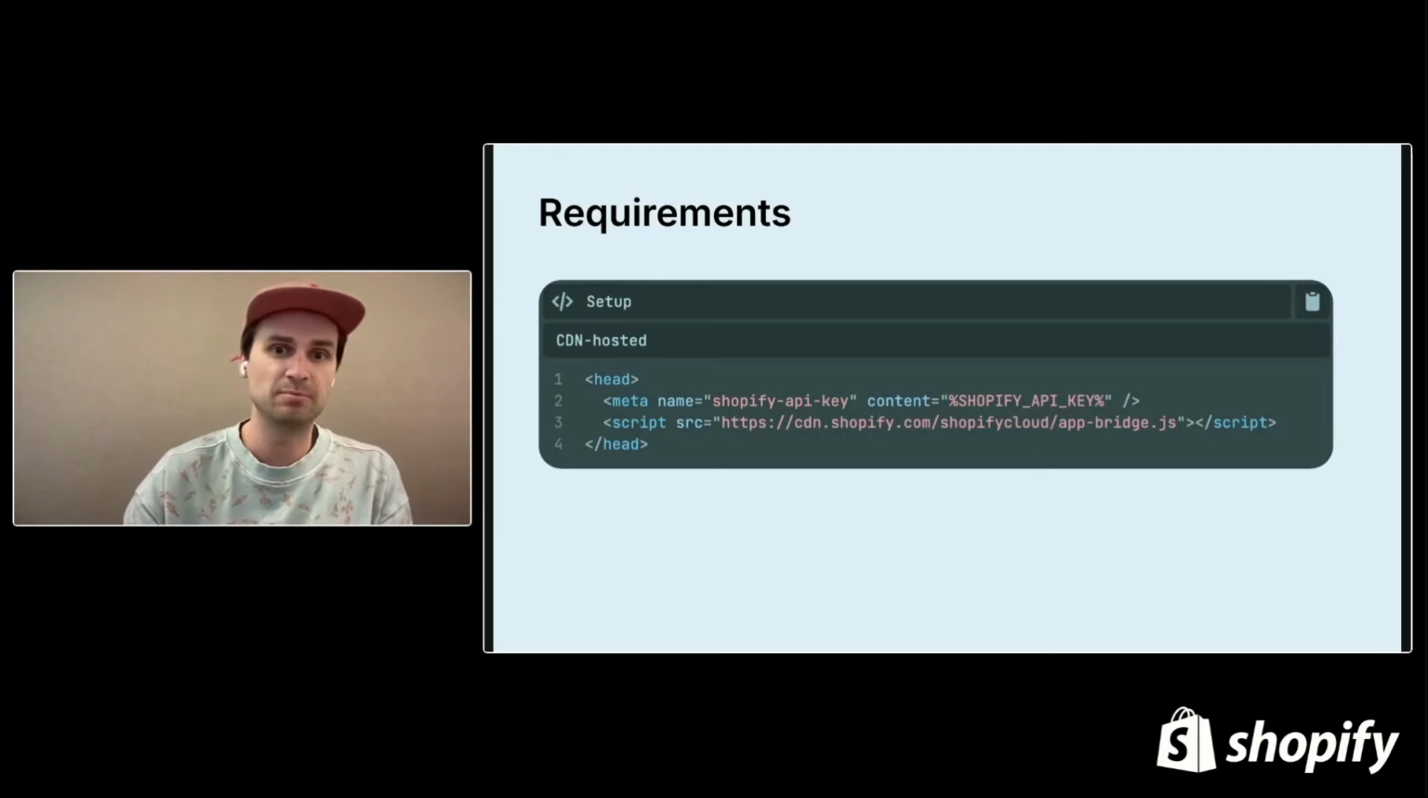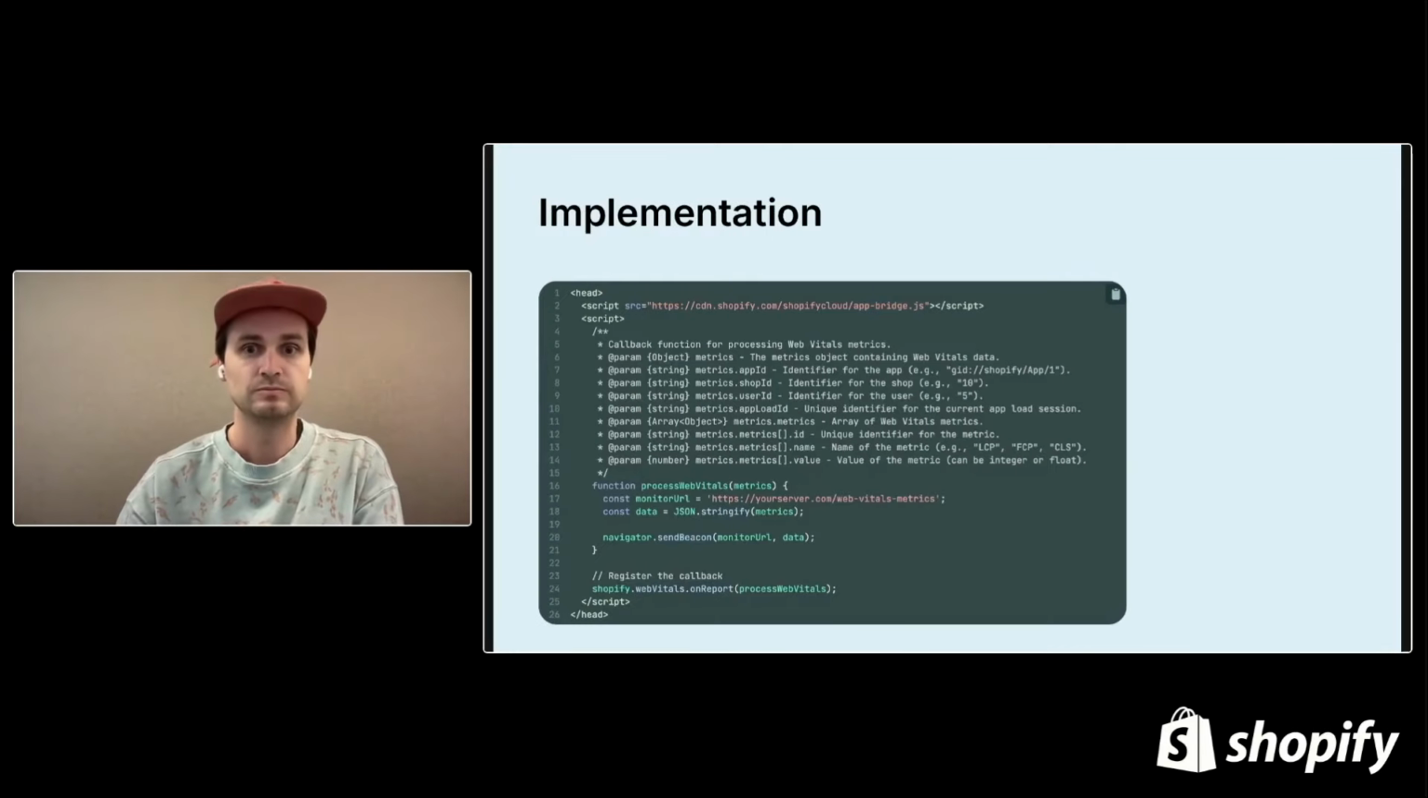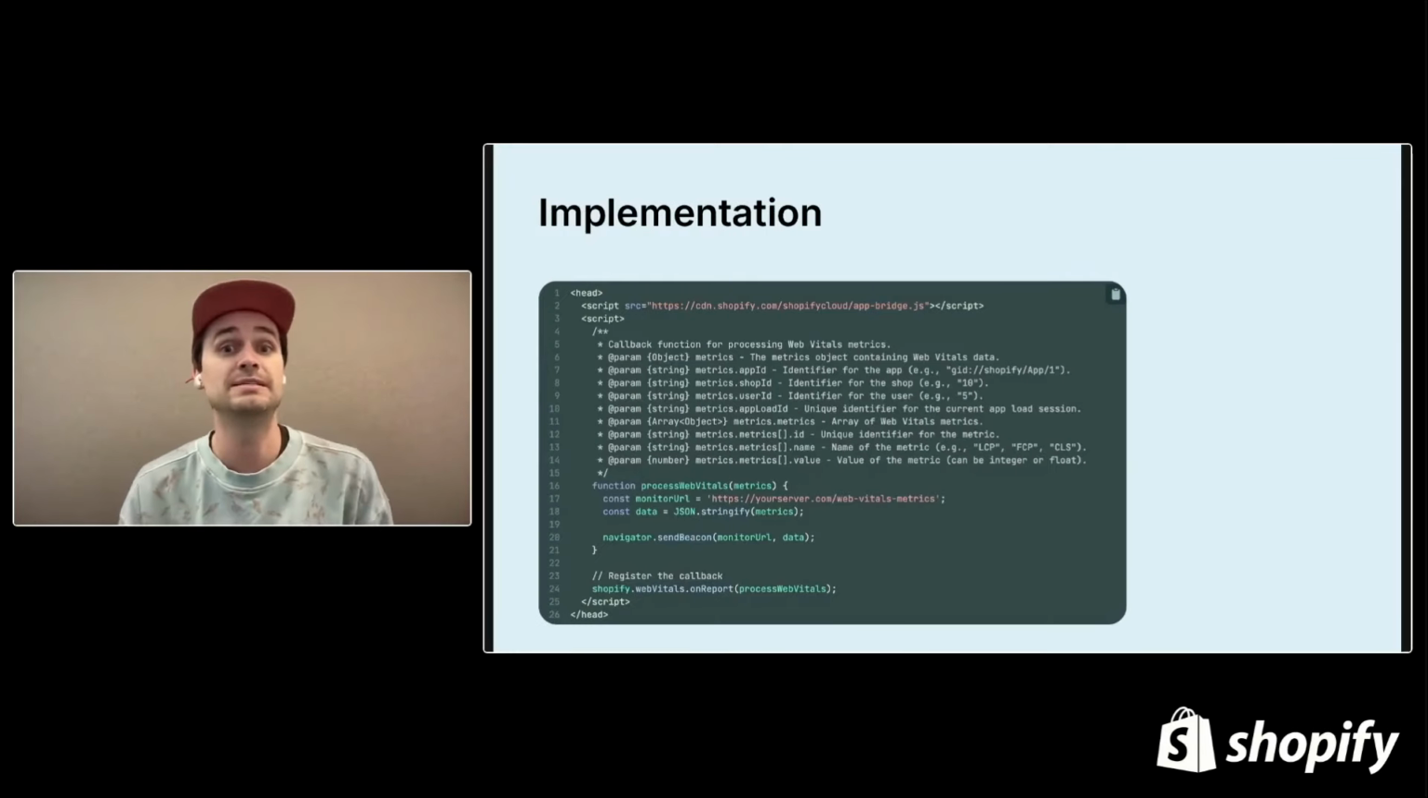Let's examine this implementation. This code snippet is an example of what you'll add to your app. In this code, we define a callback function called processWebVitals. This function receives Web Vital metrics and allows you as a developer to now have access to the metrics that Shopify records in real time. We will register the callback utilizing AppBridge's global configuration variable.